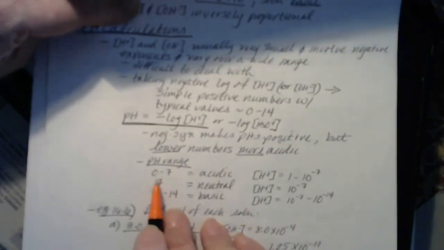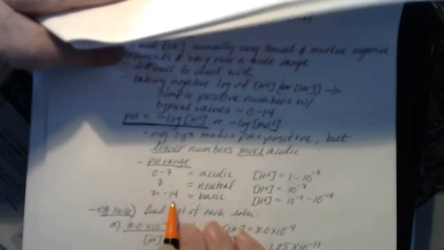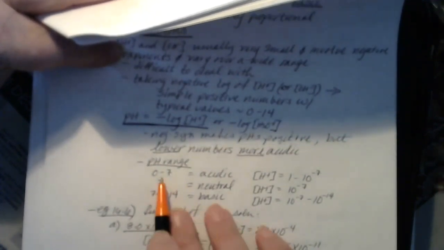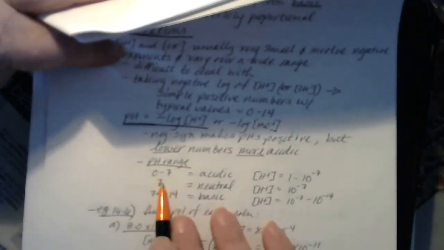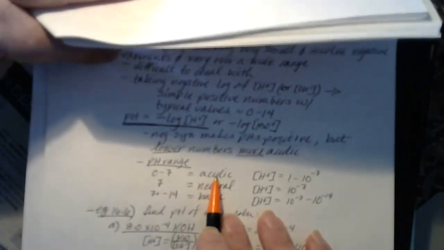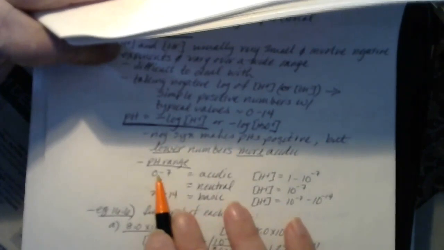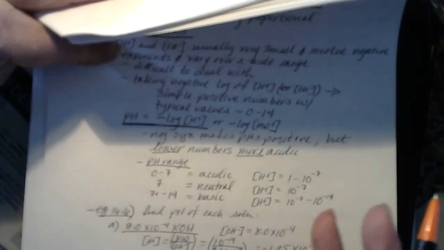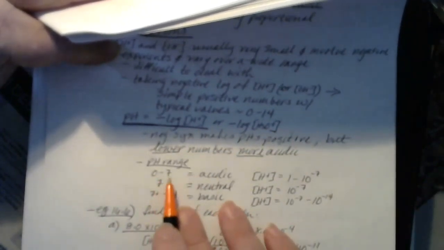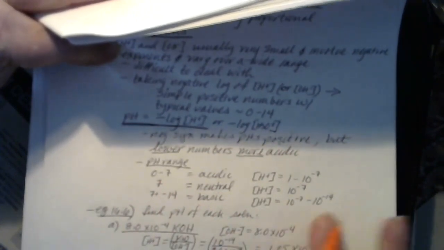So the pH range, as I said, spans the range from about 0 to 14. And up to the midpoint, that is up to 7, the solution would be considered acidic. And the further away the number is from 7, the more acidic the solution is. And the closer to 7 the number is, the less acidic the solution is.